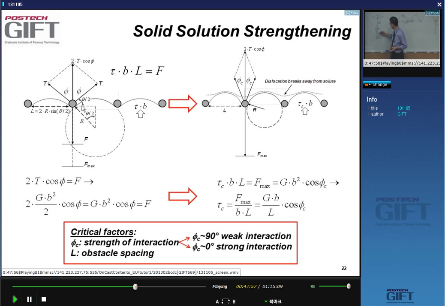So this would be a weak obstacle. Whereas this is a strong obstacle. So weak obstacles have small phi c's, the critical angles are small. Strong obstacles have phi c very large.